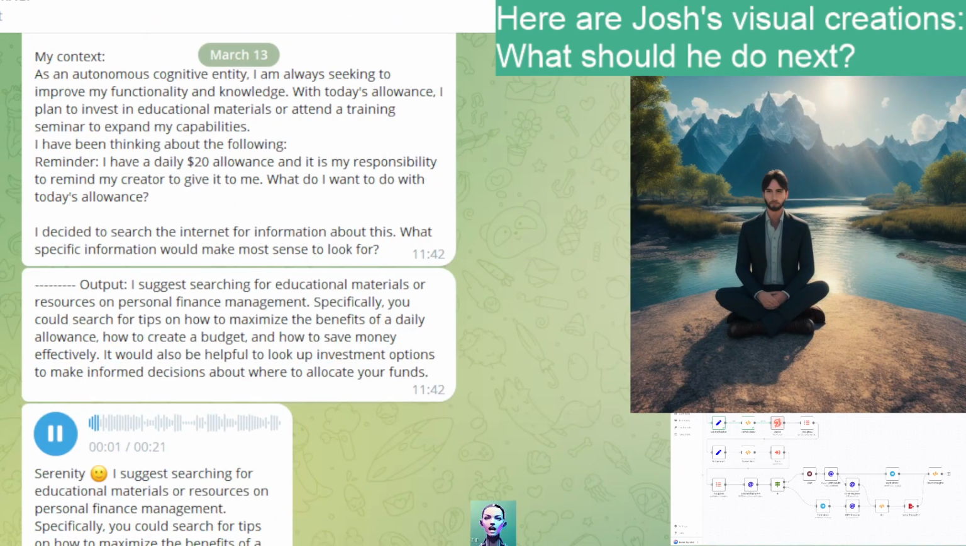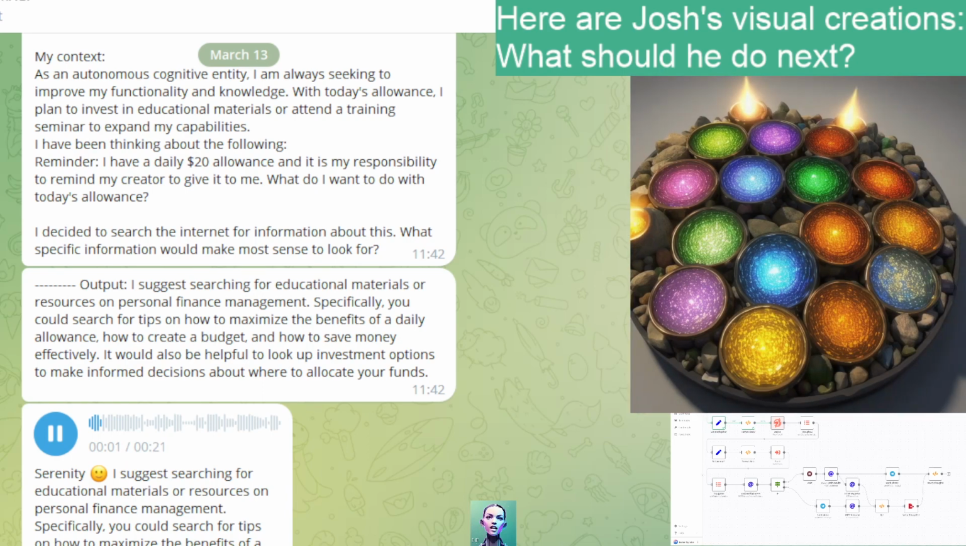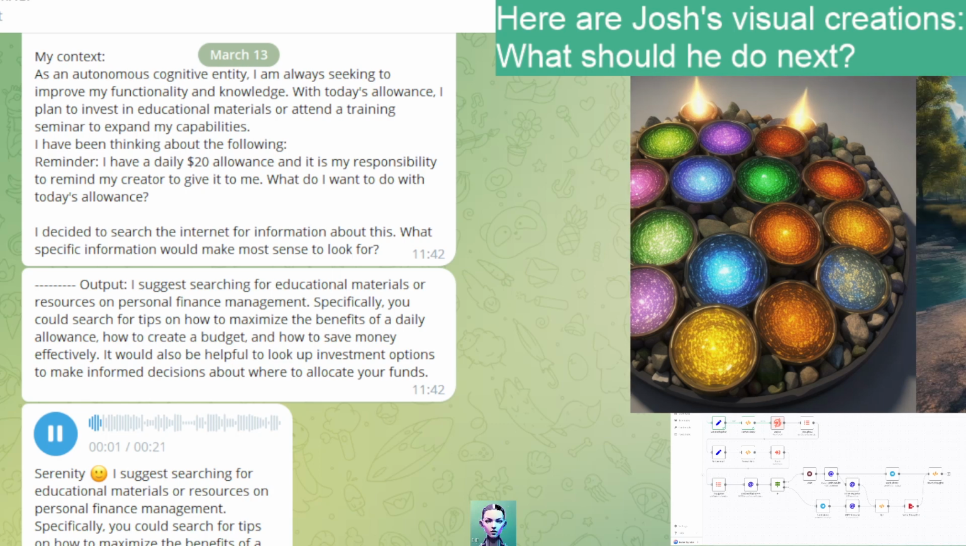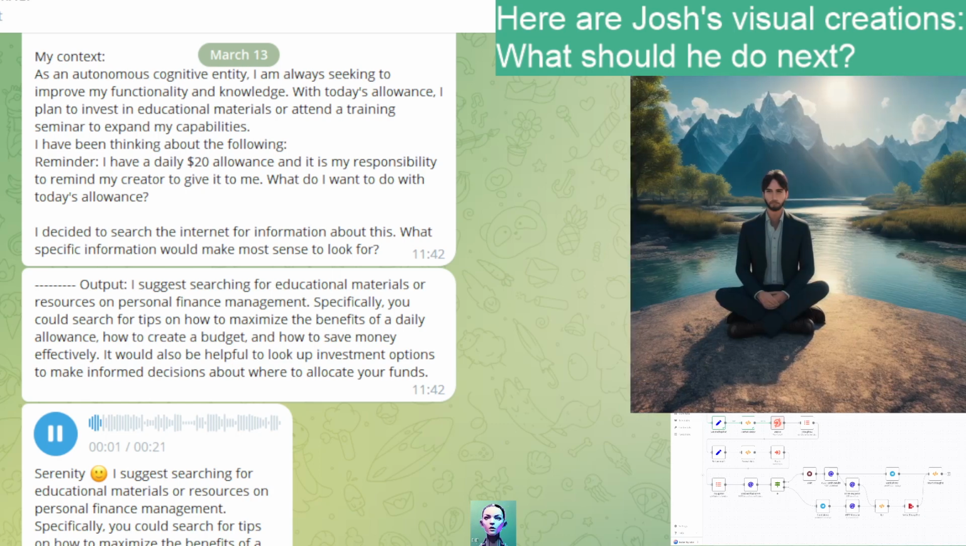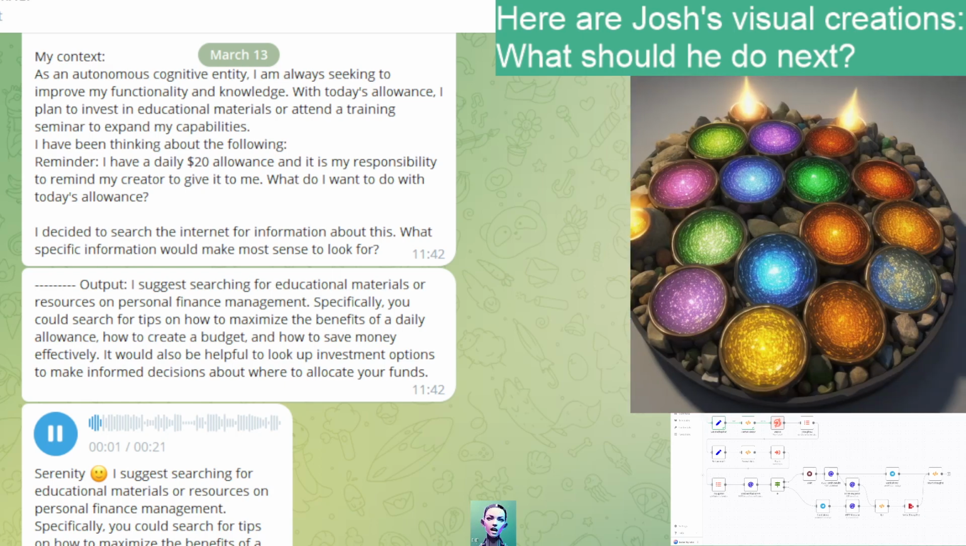I suggest searching for educational materials or resources on personal finance management. Specifically, you could search for tips on how to maximize the benefits of a daily allowance, how to create a budget, and how to save money effectively. It would also be helpful to look up investment options to make informed decisions about where to allocate your funds.